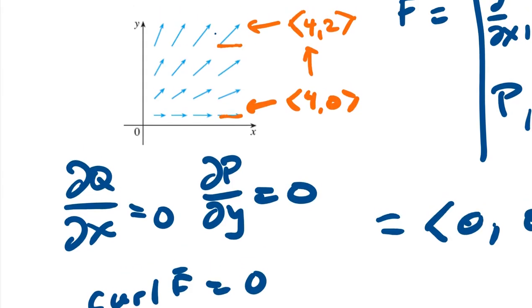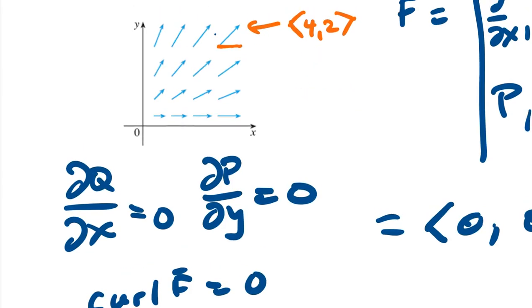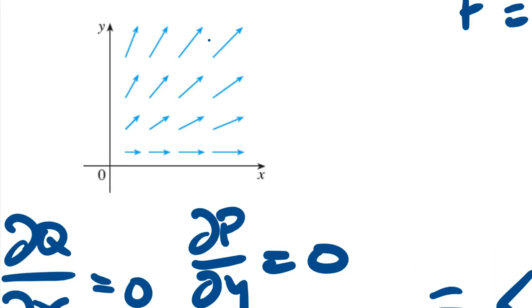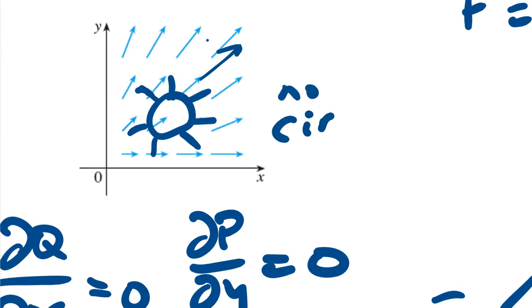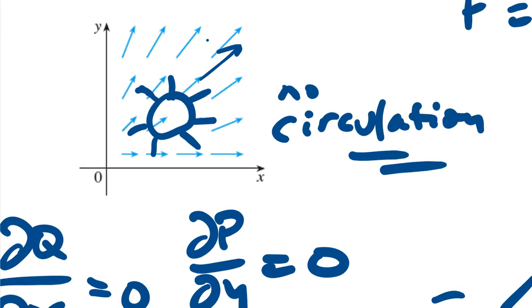What that says is that if you had a little paddle wheel here, it isn't going to turn at all. It looks like it's just going to go straight up this way. There's no turning, no circulation. So the curl tells you about the circulation of the vector field.